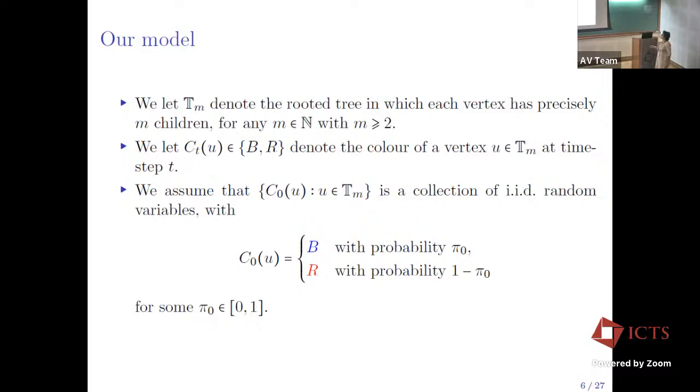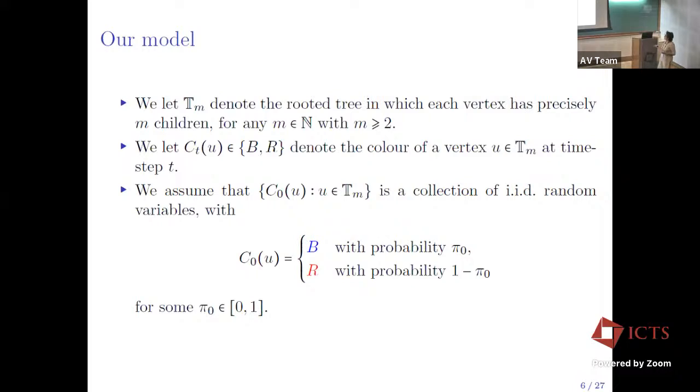And I'll refer to C sub T of U as the color of the vertex U in T sub M at time step T. Okay, so again, we are dealing with discrete time, so T will vary over the set of non-negative integers. And the color is either blue or red. So the options for color are blue or red.